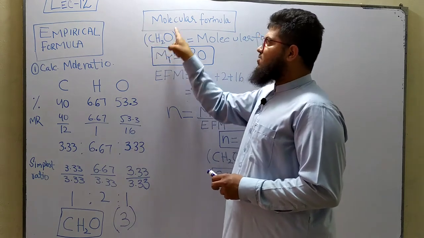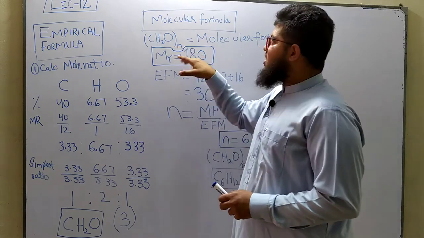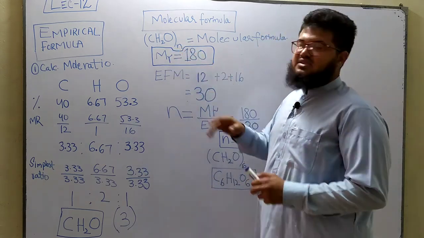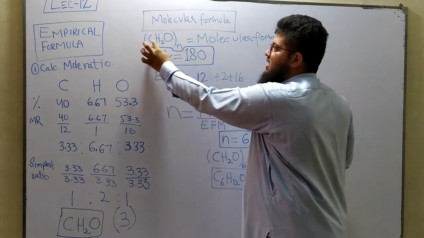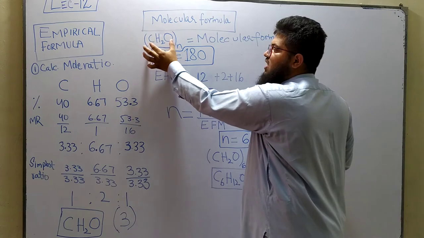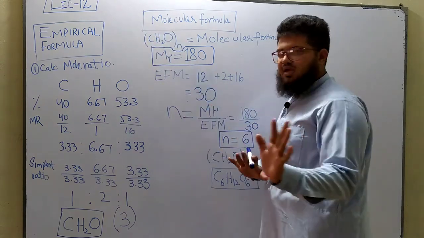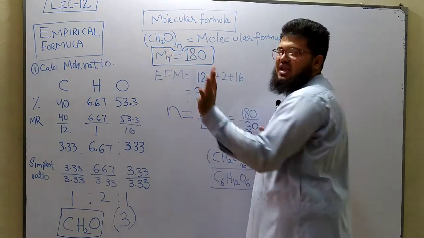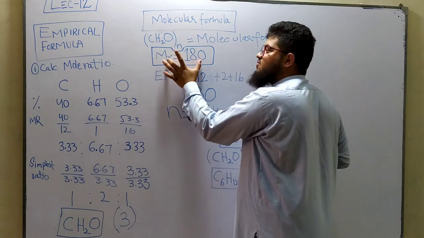This empirical formula is going to get bracketed by an integer n. Okay, this integer n, what it implies is that when you multiply this value of n by each of these atoms at the base of the empirical formula inside, you'll get your molecular formula. As simple as that. Now let me calculate the value of n first, and then I'll explain how we get the molecular formula.